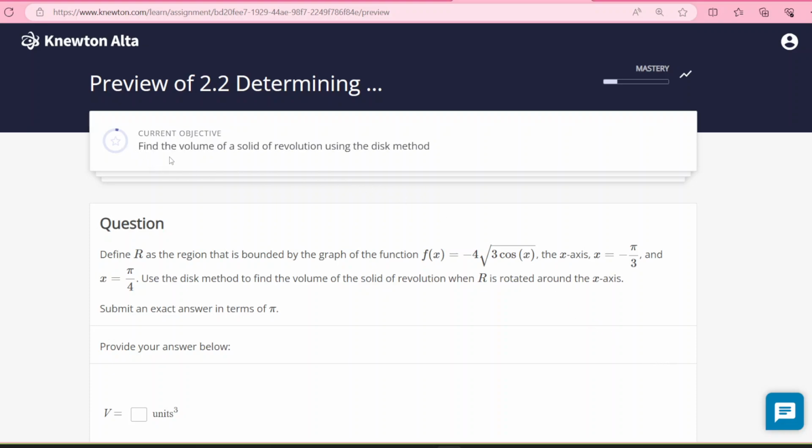So another one with the same objective. Volume of the solid of revolution using the disk method. Okay, R is the region bounded by the graph of f equals -4 times the square root of 3 cosine x, the x-axis, x equals -pi/3, and x equals pi/4. So I'll draw this region again, and then we're going to rotate this around the x-axis once more. We'll see some other ones, I'm sure, where we'll rotate around the y-axis.